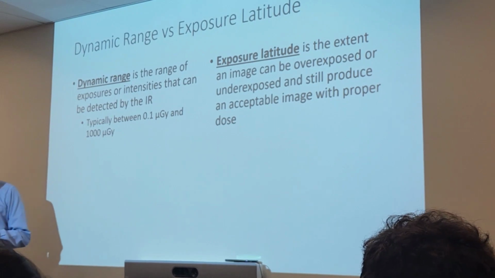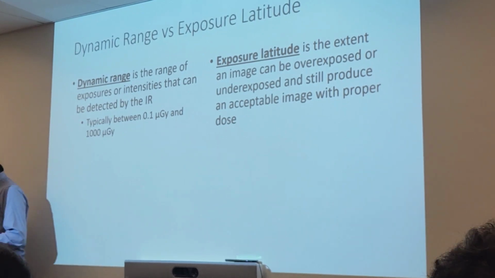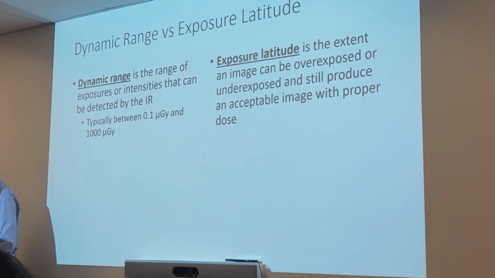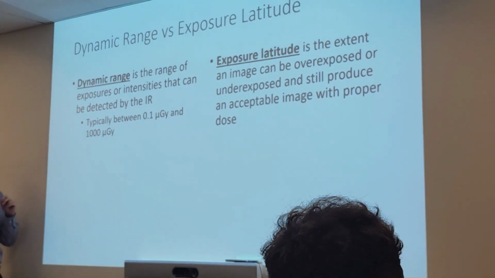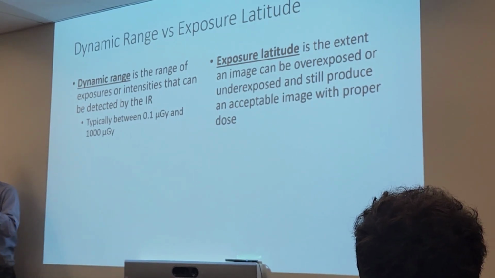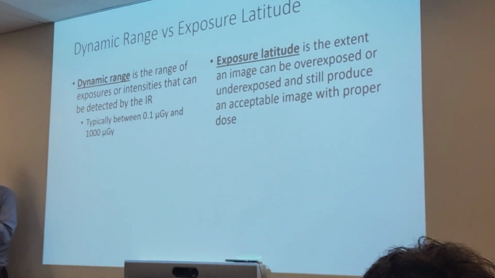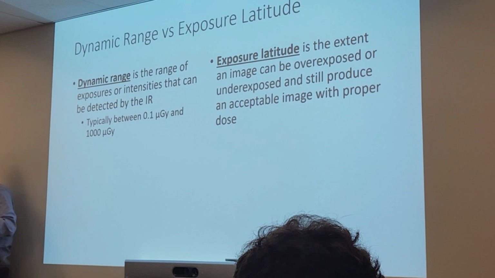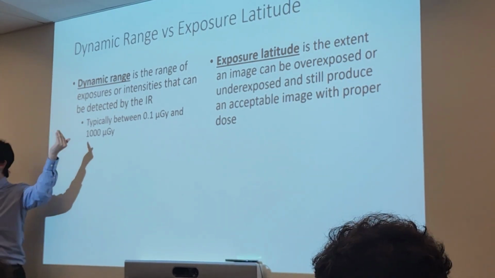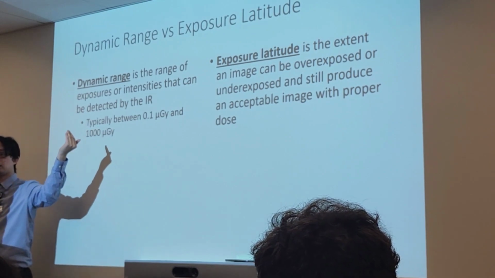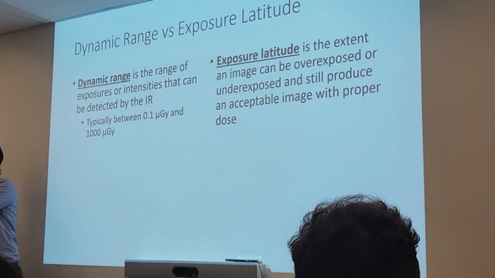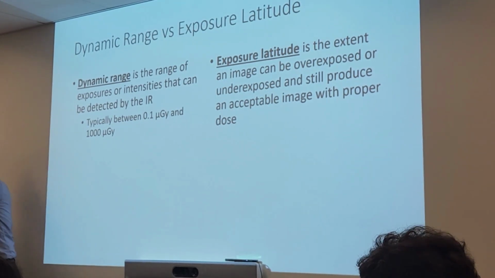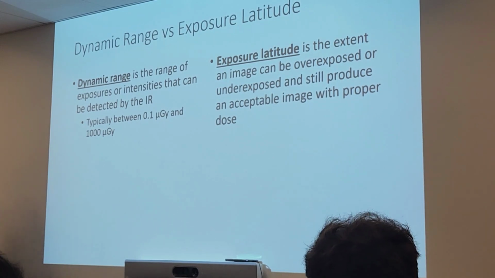Now, there is another term called exposure latitude. A lot of people use dynamic range and exposure latitude interchangeably. But there are differences between the two, if you get really technical about it. Exposure latitude is how much you can be overexposed or underexposed and still get a good image. Right? So, for example, this is the entire range that I can detect. Exposure latitude is saying that if my image only shows this exposure here, I have the ability to shift along this detection range and still get a good image. Okay?